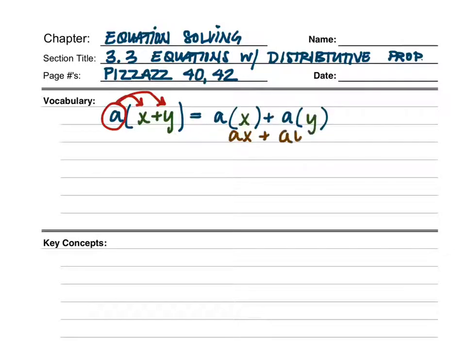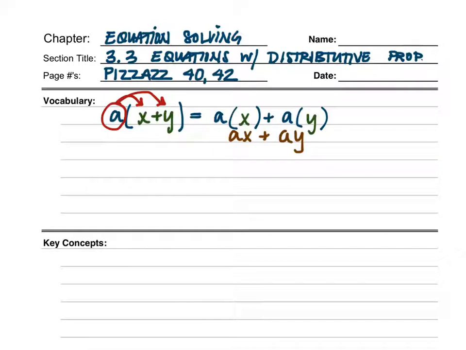So we're going to plug in where we see the x and the y, and notice that the A is on each side of this. And when I multiply A times x, I get AX. And when I multiply A times y, I get AY.